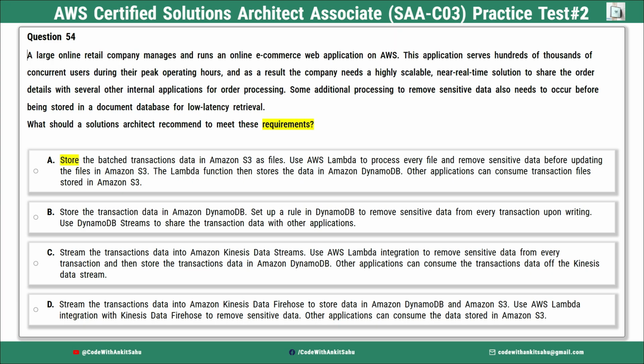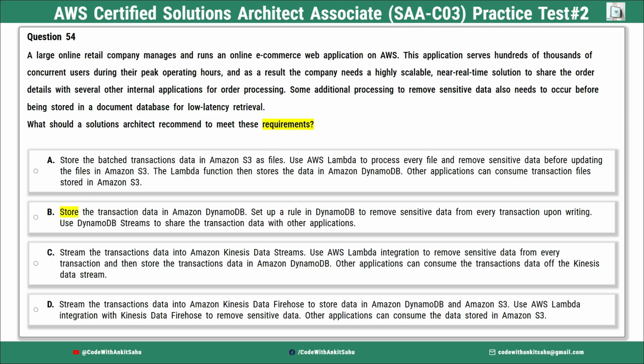Option A. Store the batched transactions data in Amazon S3 as files. Use AWS Lambda to process every file and remove sensitive data before updating the files in Amazon S3. The Lambda function then stores the data in Amazon DynamoDB. Other applications can consume transaction files stored in Amazon S3.